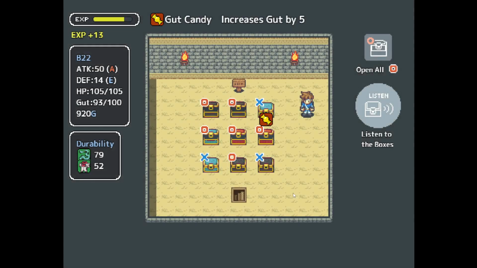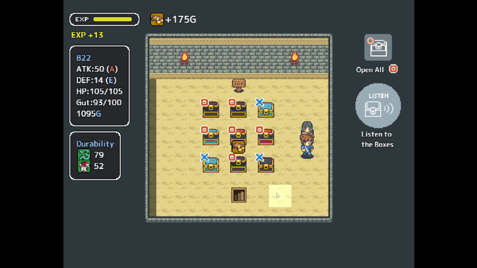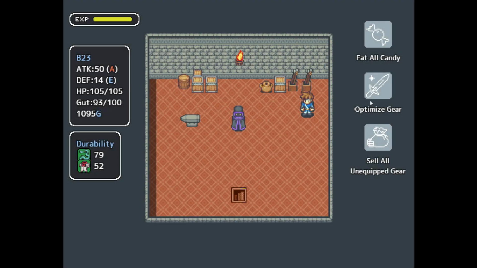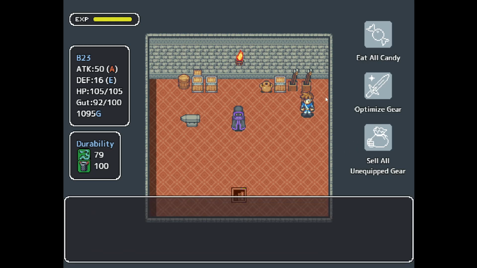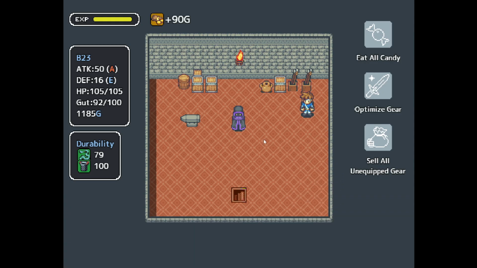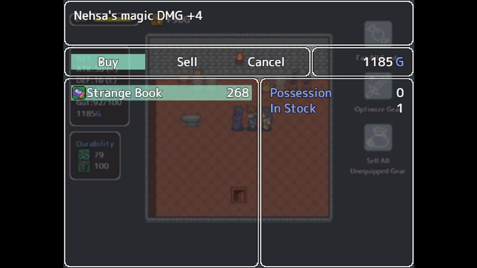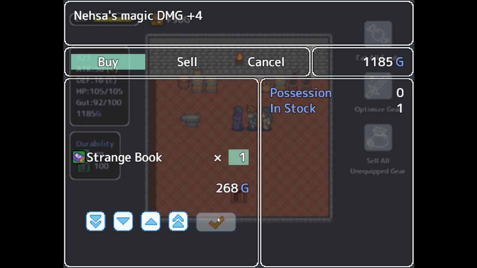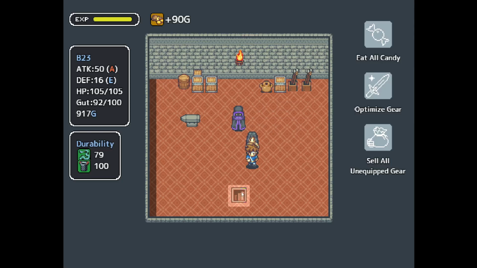I think I know why I like this specific one. It's so easy to confirm. Yep. Optimize the gear, so 50 attack, 16 defense. Sure, let's boost Nasa.